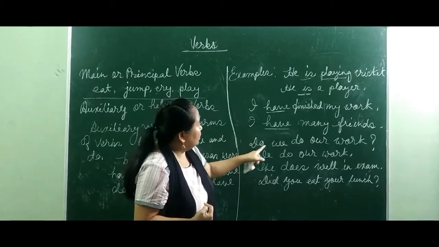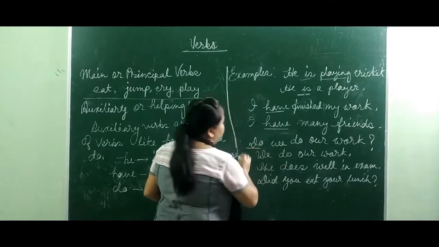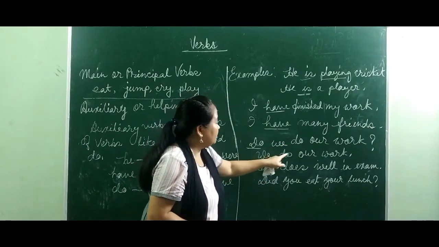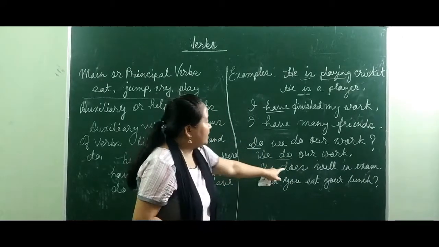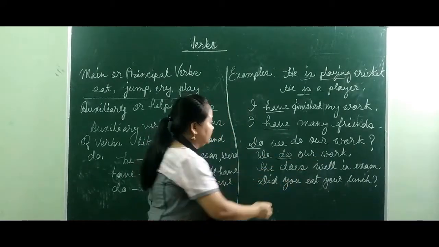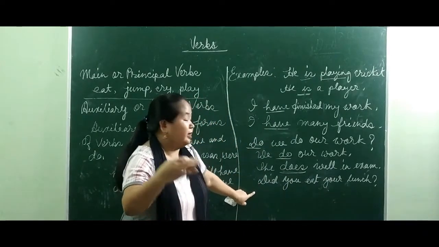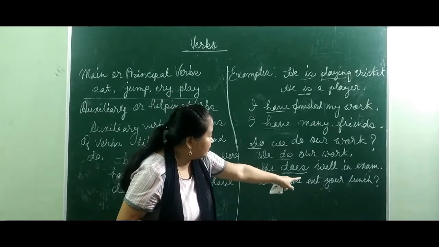Do we do our work? Here, the first do is a helping verb, and the second is a main verb. We do our work. Do here is a main verb. She does well in the exam. Here, does is a main verb. Or if we ask, does she do well in the exam? Does is a helping verb.